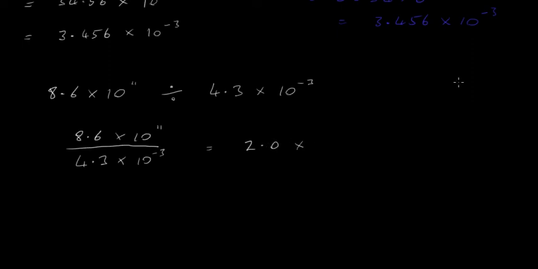Now, what about these two here? Remember in the previous video, if you have a to the power of p divided by a to the power of q, you subtract the powers. So you end up with a to the power of p minus q, top power minus the bottom power. So that's what we're going to do here. It's going to be 10 to the power of 11 minus minus 3. So that just gives us 2.0 by 10 to the power of 11 plus 3, which is 11, 12, 13, 14, so that's just 10 to the power of 14 here.